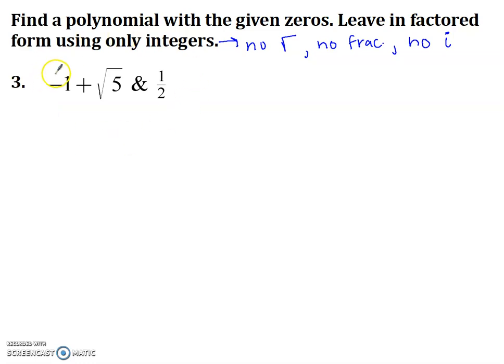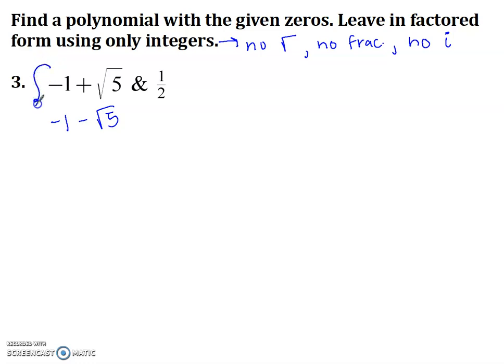So if we look here, I have -1 plus root 5. This is an irrational root because it has a square root. So that means -1 minus root 5 is also a root. It's not possible to have one without the other. This one is not an imaginary or irrational one. This is called a rational zero. So they don't come in conjugate pairs. So it's just 1/2, not -1/2.